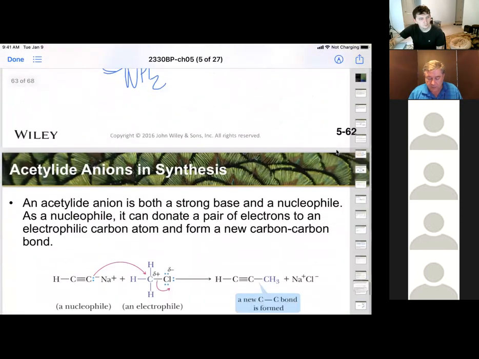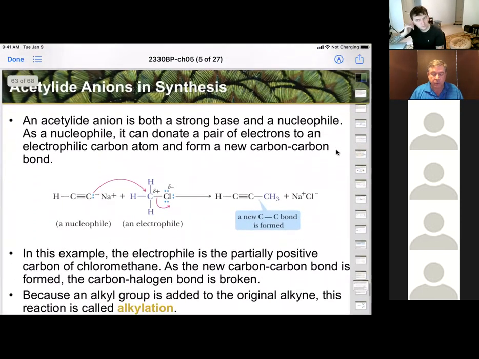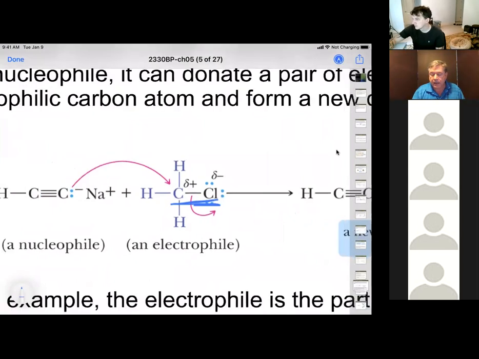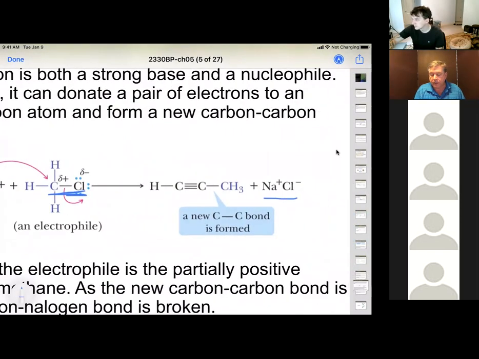Okay, so what can we do with that strong base? Well, the cool thing is we can use it to make new sigma bonds. It has electrons. It's a Lewis base. And so we call that the nucleophile, looking for positive charge, right? So those electrons of that negative charge can reach out and create a new sigma bond with something else. And in this case, it's going to attack the carbon of this polar bond between carbon and chlorine and create a new carbon-carbon bond, first time we've done that, and kick out the chlorine to give us our final product.